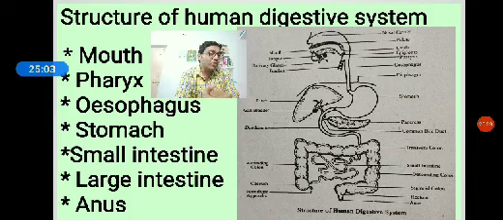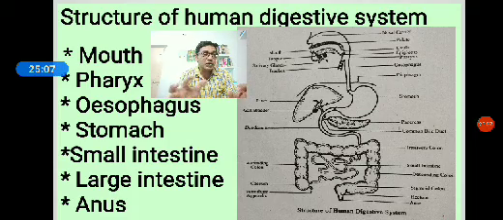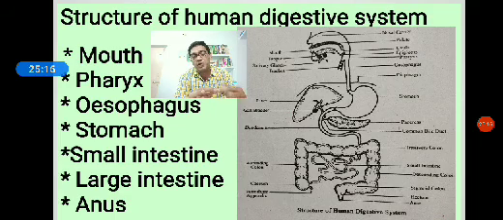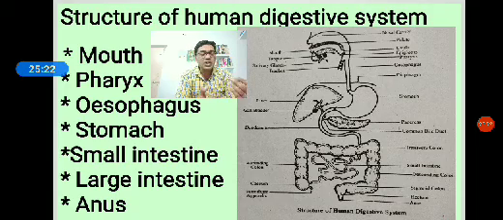Then the pyloric part of the stomach is connected to the duodenum of the small intestine. Here also there is a wall called the pyloric wall or pyloric sphincter. This wall prevents the backflow of food from the small intestine to the stomach. In the stomach, the food stays for a longer duration. Here the digestion process takes place more.